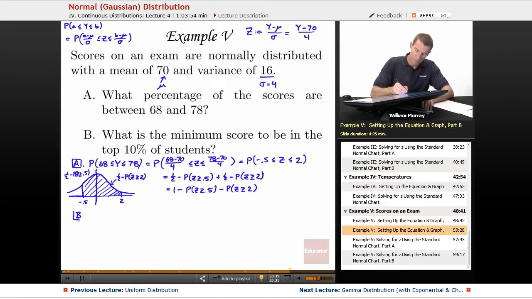So part B, I want to find the minimum score to be in the top 10% of students. Maybe the top 10% of students will receive honors upon graduation. This one's a little different from the previous problem, so you're going to have to think extra hard about this one. I want the probability of z being above some cutoff, and I don't know what that cutoff is yet, so I'm just going to call it little z, to be exactly 0.1, because I want it to be the top 10% of students.